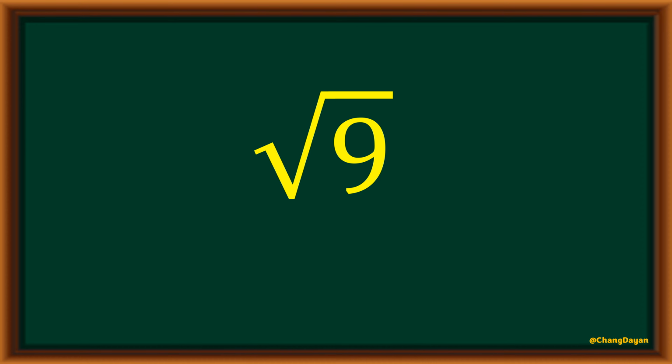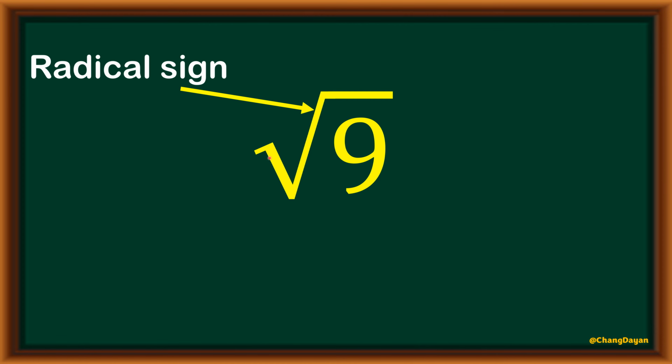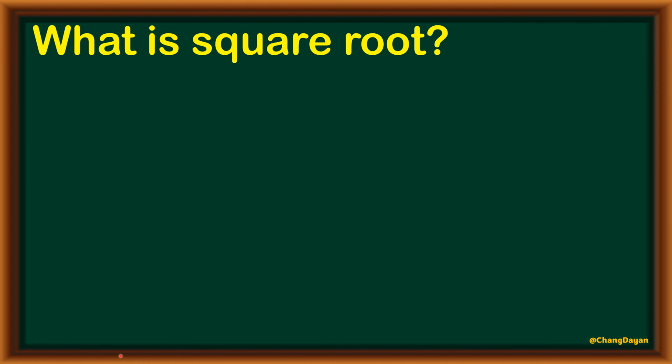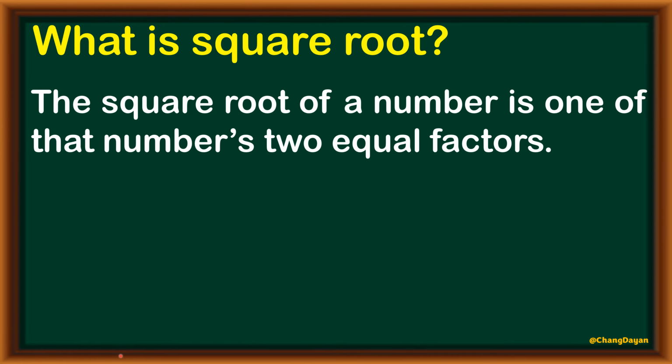Let us have a quick review. So I have here square root of 9. This symbol is what you call a radical sign, while this number inside the radical sign is what you call the radicand. Now let us define a square root. A square root of a number is one of its two equal factors.